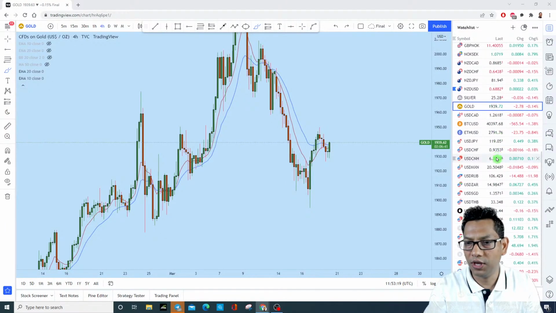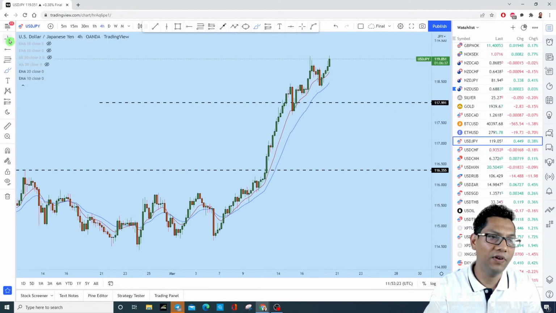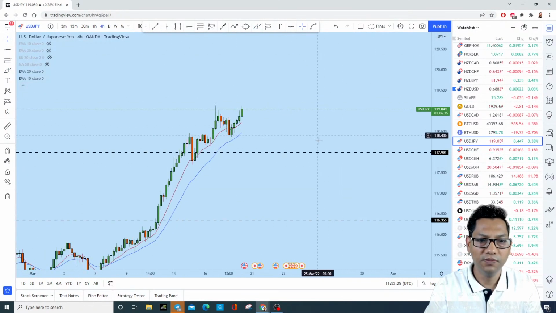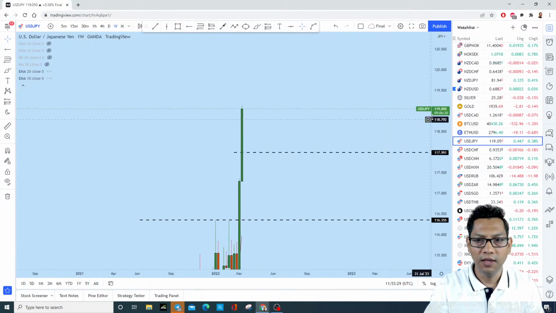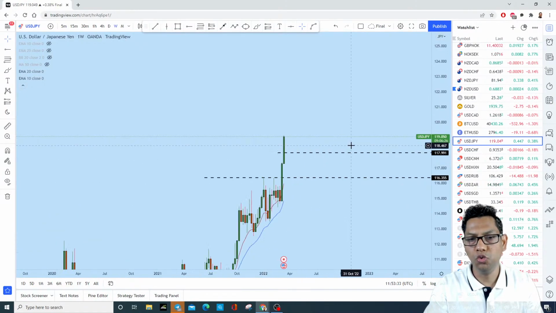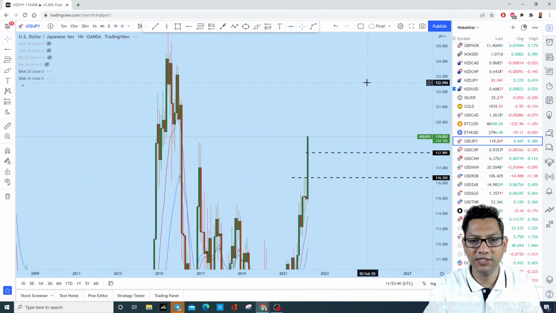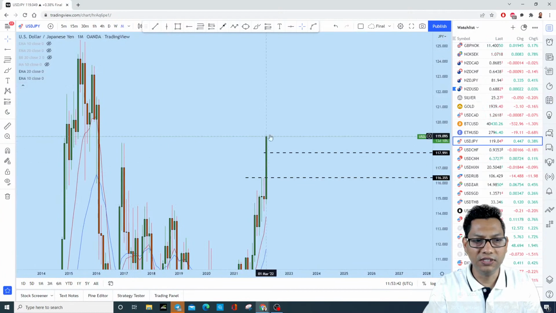Let's see how we can find. Okay, USD JPY looks very, very bullish, strongly bullish. Let's see weekly. All right, so on the weekly we see back to back two weeks of full body green. It's a huge move on USD JPY. Let's see monthly. We see that it's a very, very big move monthly.